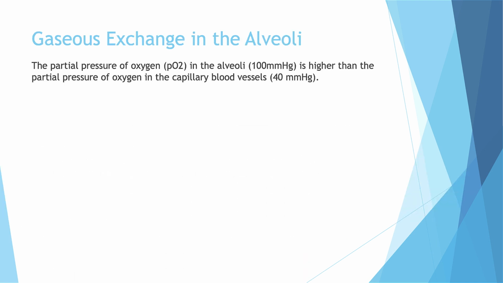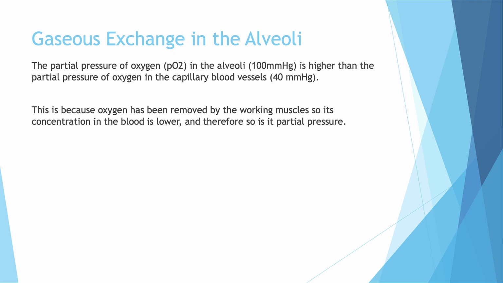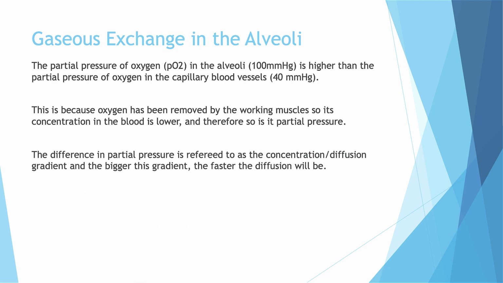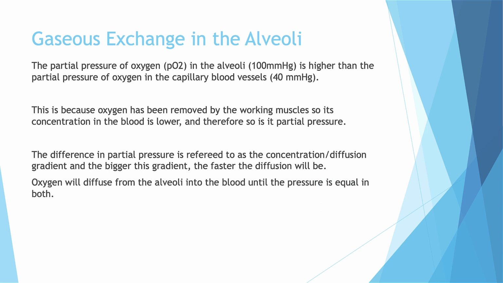Gaseous exchange in the alveoli. The partial pressure of oxygen in the alveoli is higher than the partial pressure of oxygen in the capillary blood vessels. This is because oxygen has been removed by the working muscles, so its concentration in the blood is lower, and therefore it has lower partial pressure. The difference in partial pressure is referred to as the concentration or diffusion gradient, and the bigger this gradient, the faster the diffusion will be. Oxygen will diffuse from the alveoli into the blood until the pressure is equal in both.